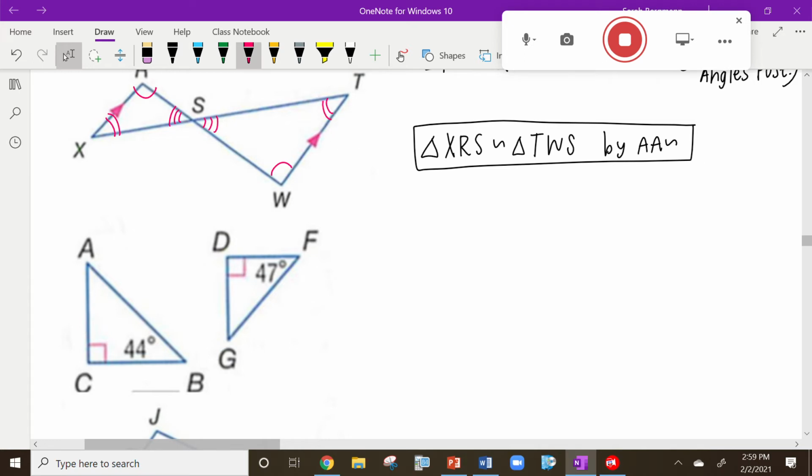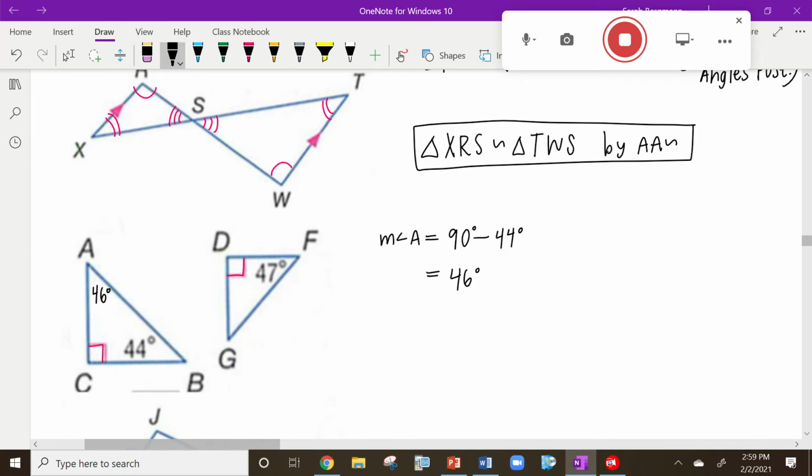Now again, I immediately notice that angle C is congruent to angle D. Remember, all right angles are congruent. However, this time, let's go ahead and find angle A. I know that the acute angles in a right triangle always add up to 90 degrees. So if I take 90 degrees minus 44 degrees, that gives me 46 degrees for the measure of angle A.